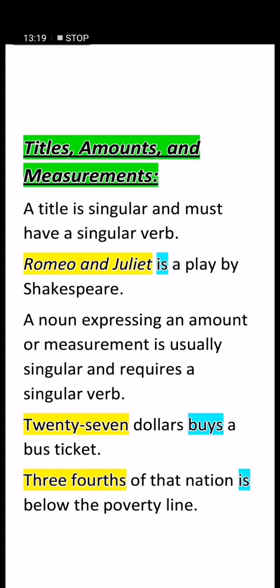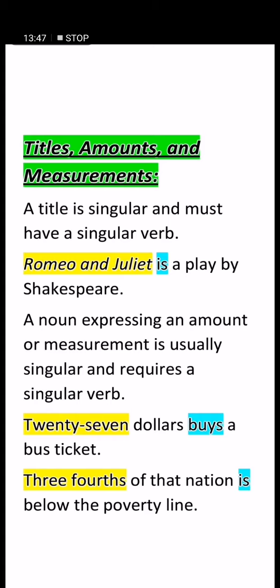Let's come now to titles, amounts, and measurements. A title is singular and must have a singular verb. Romeo and Juliet is a play by Shakespeare. Although the title looks plural, in fact it is the title of a play, so it's considered one word or one expression, singular. So it takes a singular verb after it.